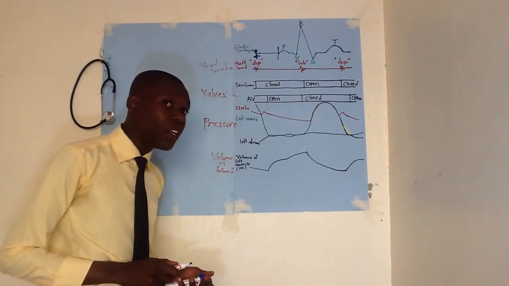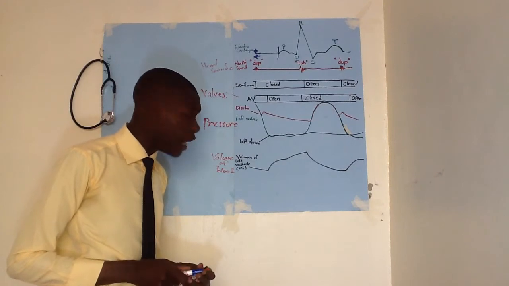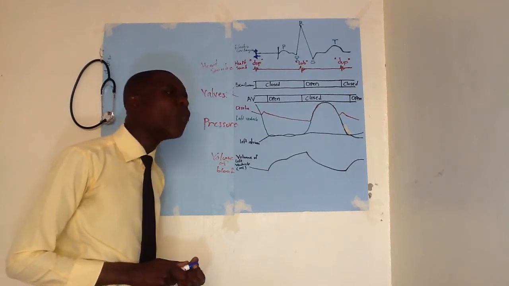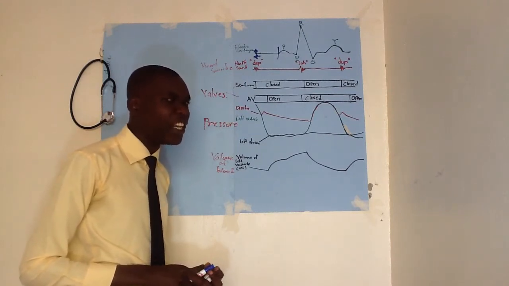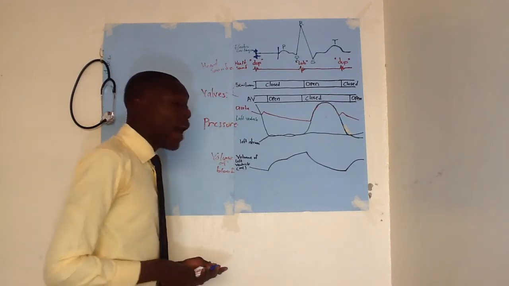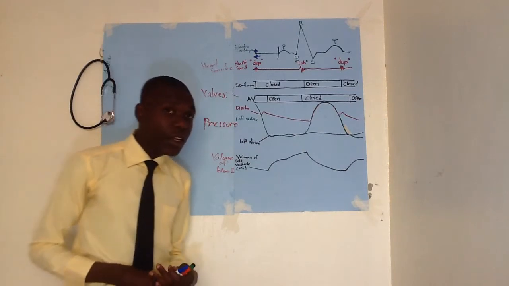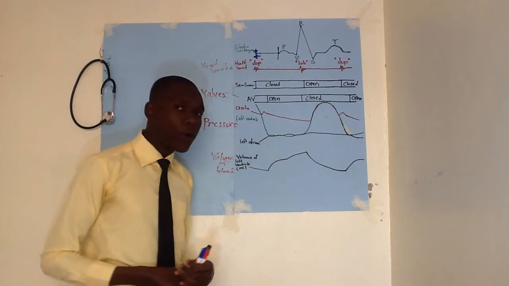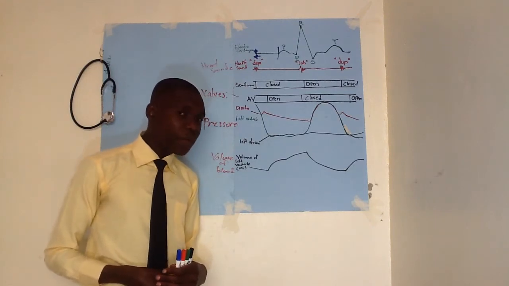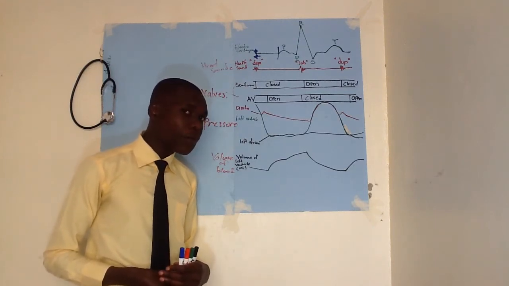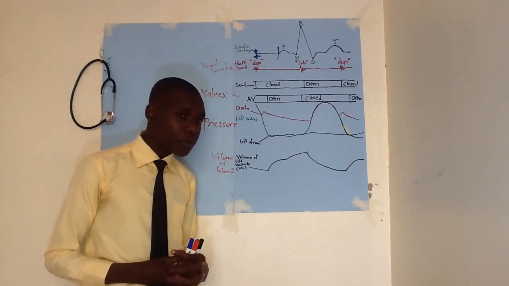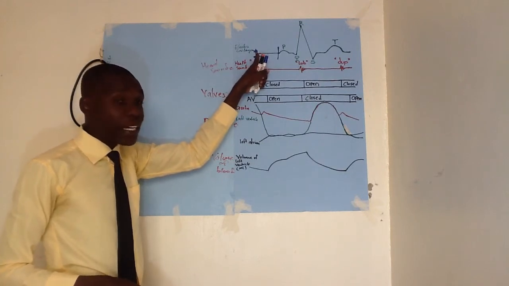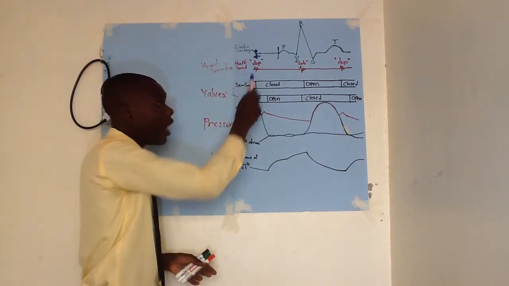There is completely no charge. There is no depolarization and there is no repolarization in the complete heart at all. And the heart is said to be fully relaxed. Both the atria and the ventricles are relaxed at this point. And at this point, a sound dub is heard.